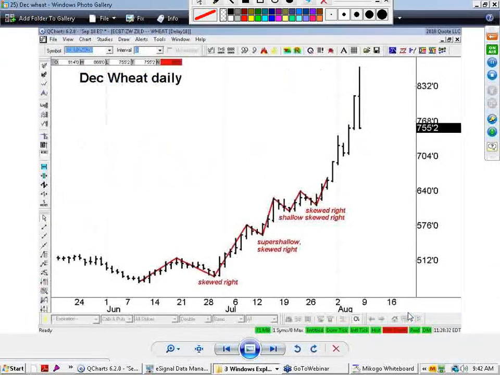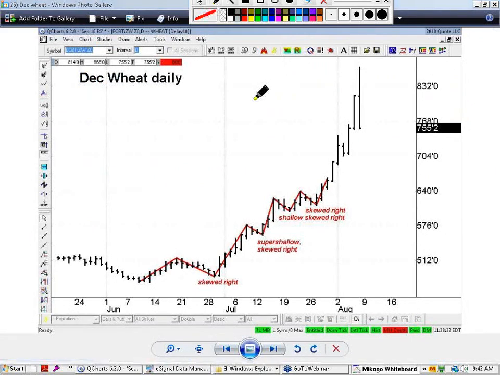There it is. Went all the way up to 830. So that's a tremendous move up. Okay. By the way, what killed this move? Why did it move down 60 points yesterday, Friday?